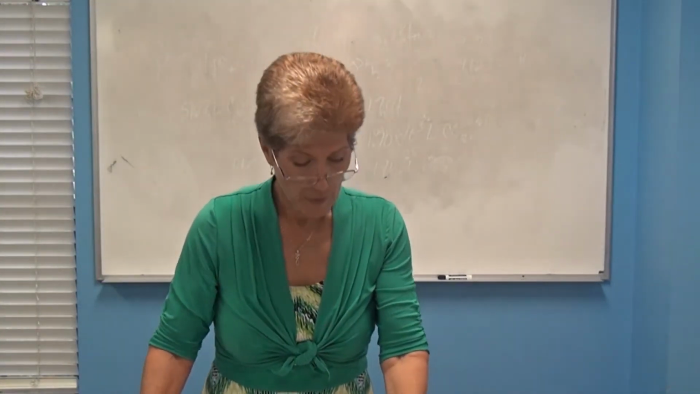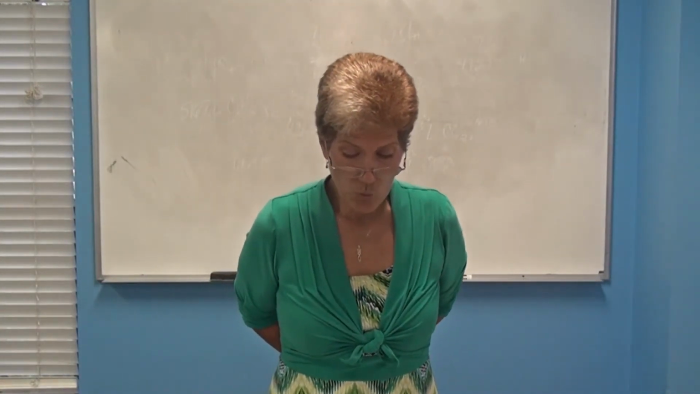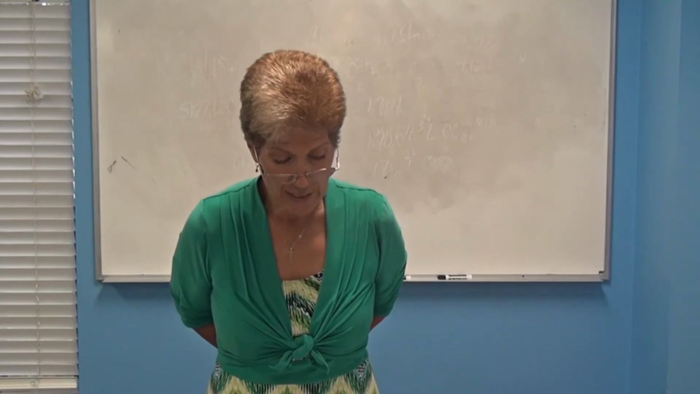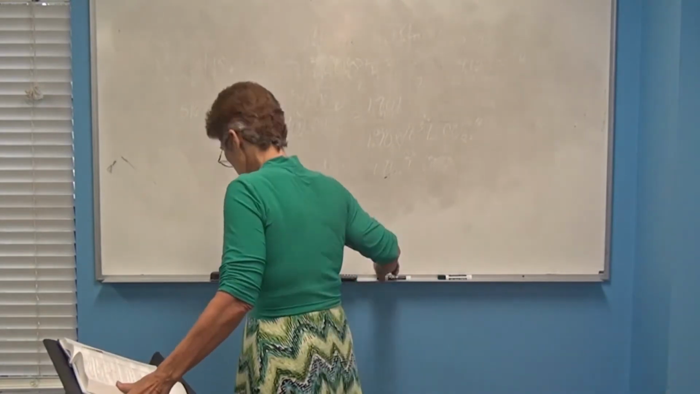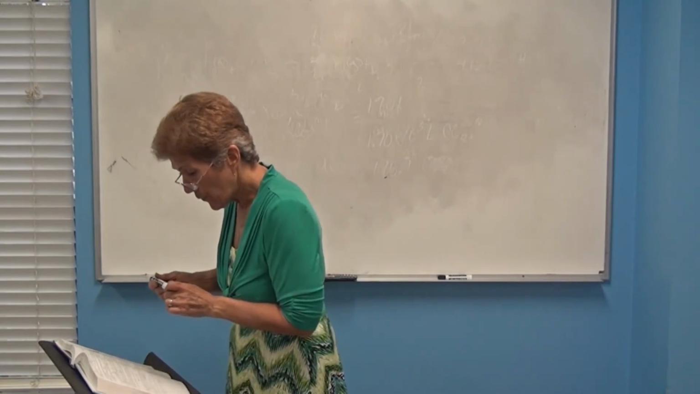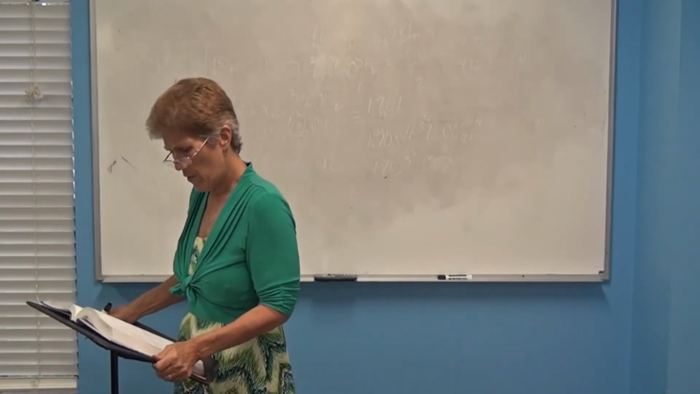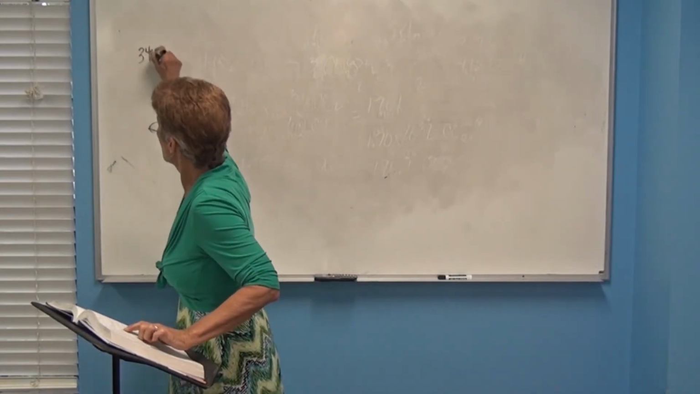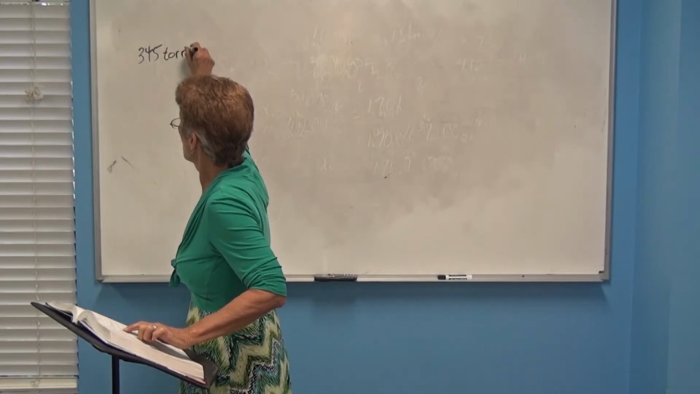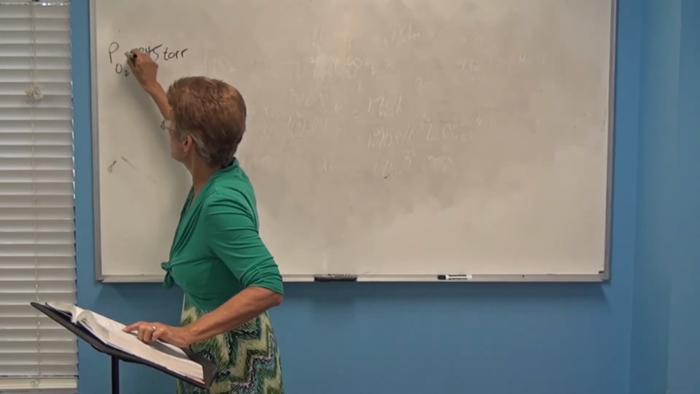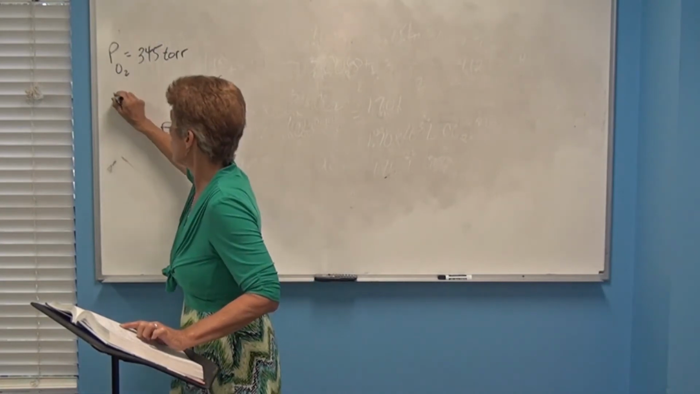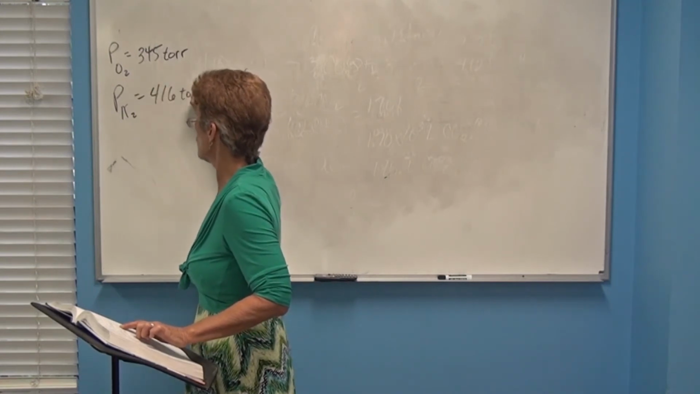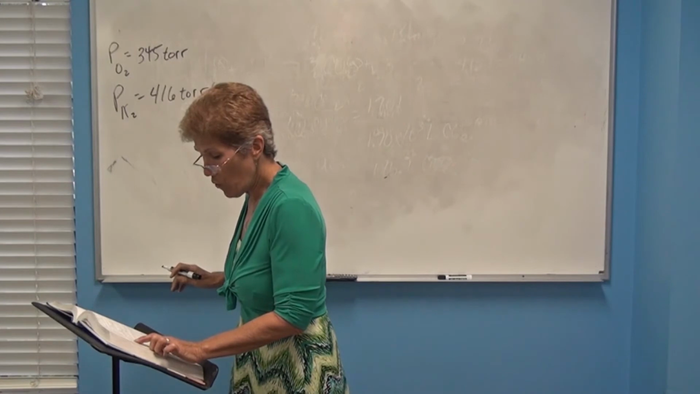20. A balloon is filled with 345 torr of oxygen gas and 14 torr of nitrogen gas. What is the mole fraction of each gas? Okay. So, we filled with 345 torr of oxygen gas, 345 torr, and that is the pressure of oxygen gas. And then nitrogen gas, the pressure is 416 torr.